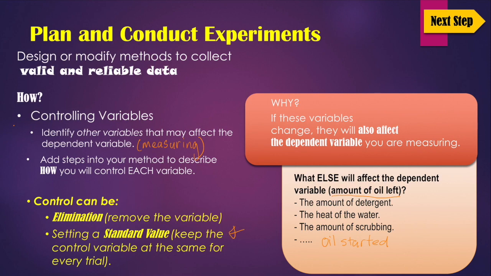Give it a standard value. Have the same amount of everything that's going to affect it. The same amount of detergent, the same heat or temperature in the water, the same amount or type of scrubbing. That's a really hard one to actually do in a method, but you'll figure it out. The same amount of oil to start with. All of these things can be given a standard value, and you actually have to write that into your method so that every person doing that experiment does it exactly the same.